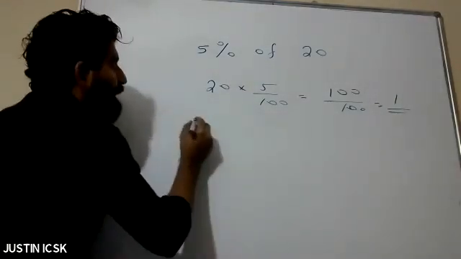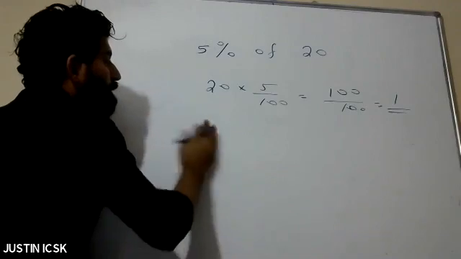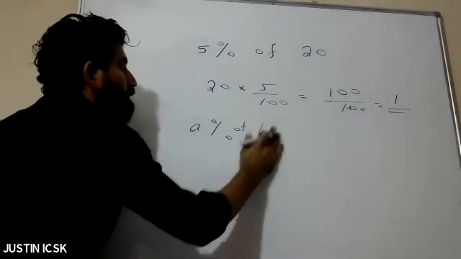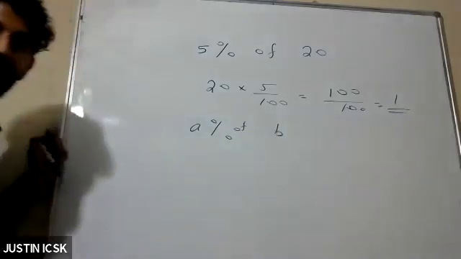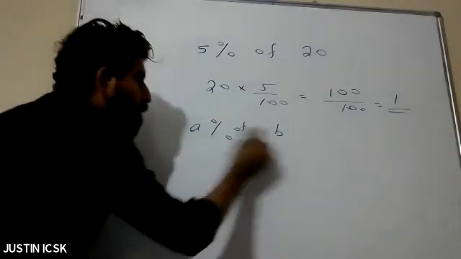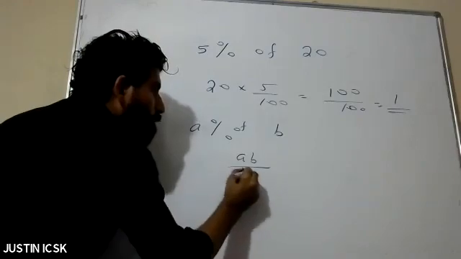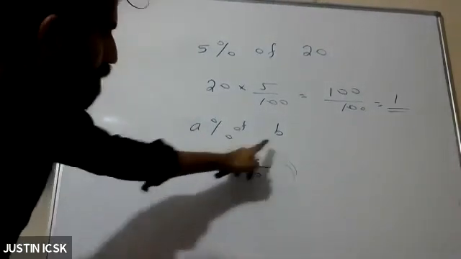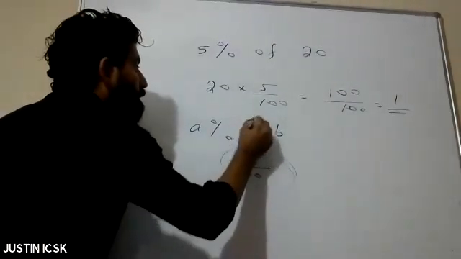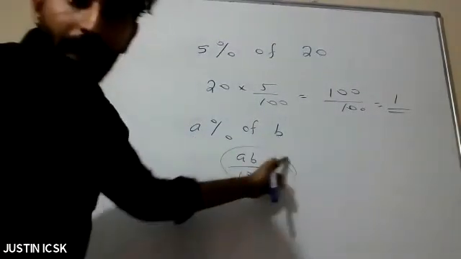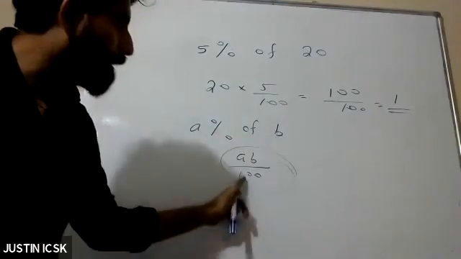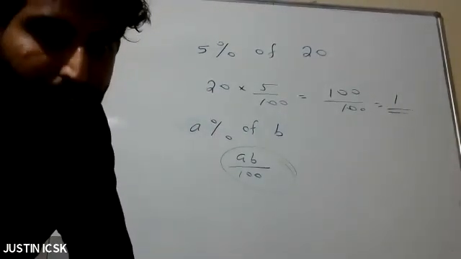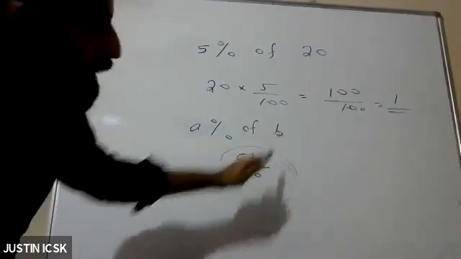So generally, A percentage of B means we will multiply A into B divided by 100. This is the percentage technique, right? A percentage of B means we will multiply A and B and divide by 100.